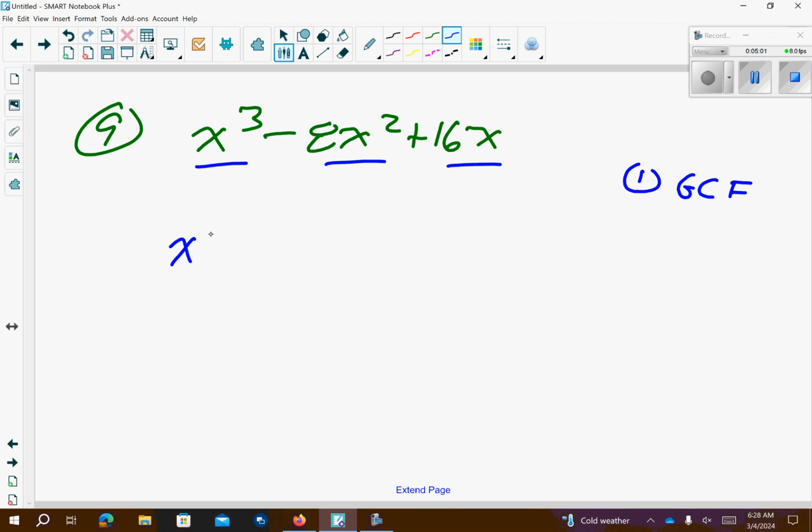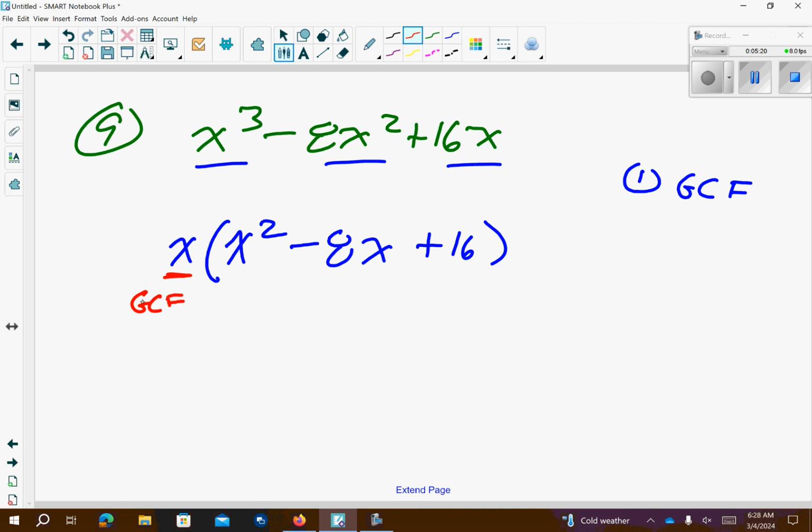Yeah, they all have an x. So if I factor an x out, then I'm going to be left with x squared, minus 8x, and positive 16. Now, how I like to do this is this was a greatest common factor. This is part of the answer. So I'm going to bring it all the way down to the bottom, and then I'm going to put my parentheses.